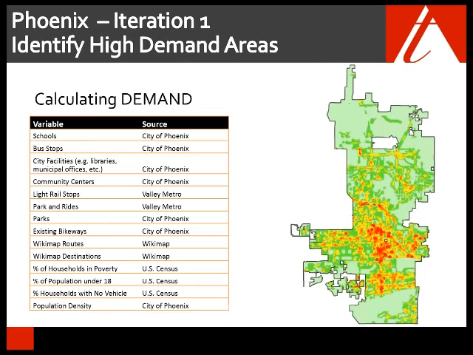In iteration 1, the consultant team used one factor, demand, to develop a heat map of latent demand for bicycling across Phoenix. Data for the variables came from the City of Phoenix and Valley Metro, stakeholder input in the form of a wiki map primarily, and the U.S. Census. The darker colors on the map illustrate areas where we would expect higher levels of bicycling. The city, working with a citizen advisory committee, identified 37 priority corridors linking these high-demand areas.